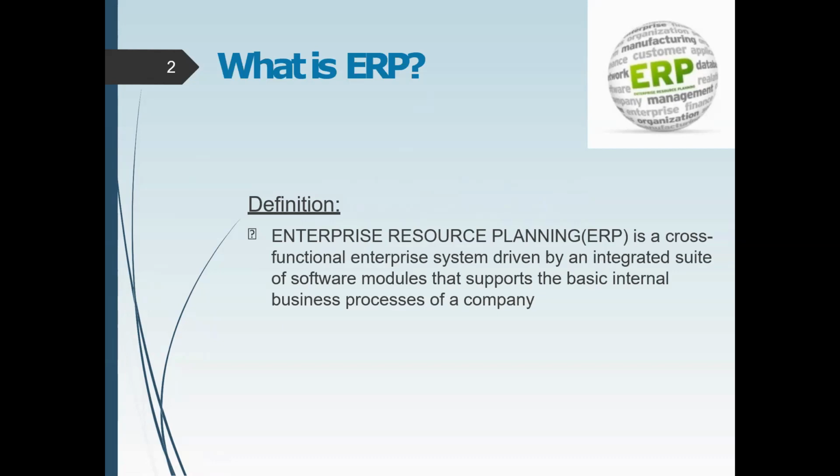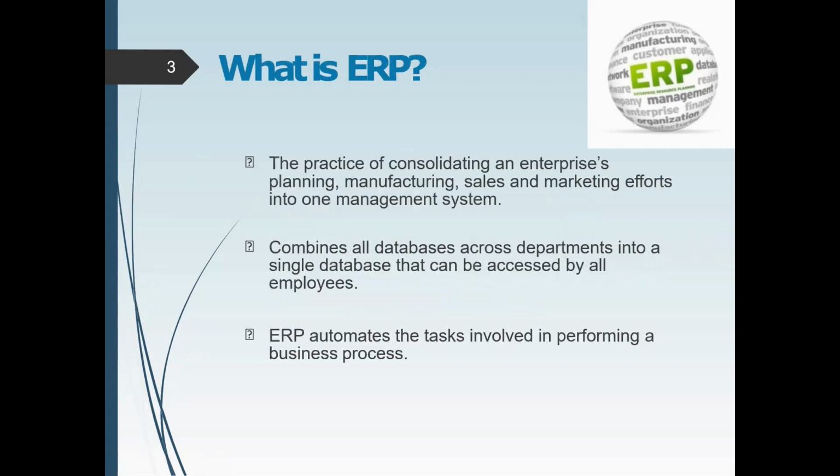So first, we will go through the definitions to understand what ERP is basically. It is a cross-functional enterprise system driven by an integrated suite of software modules that supports the basic internal processes of an organization or a company. It is the practice of consolidating an enterprise's planning, manufacturing, sales, and marketing efforts into one management system. It combines all databases across departments into a single database that can be accessed by all the users or the employees. ERP automates the tasks involved in performing a business process.